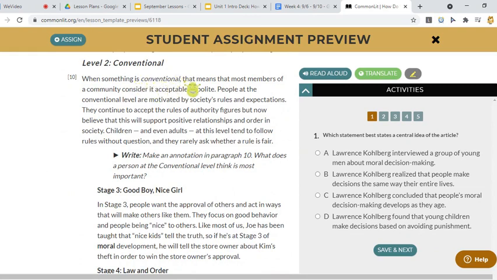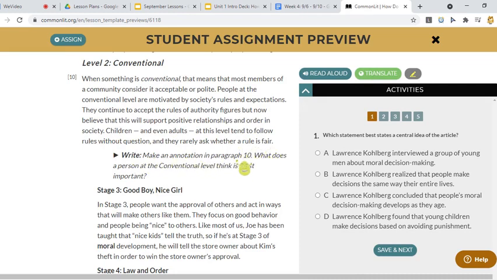When something is conventional, that means that most members of a community consider it acceptable or polite. People at the conventional level are motivated by society's rules and expectations. They continue to accept the rules of authority figures, but now believe that this will support positive relationships and order in society. Children and even adults at this level tend to follow rules without question. They rarely ask whether a rule is fair.